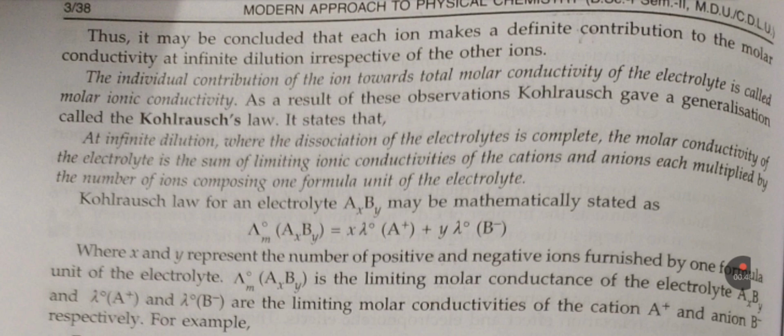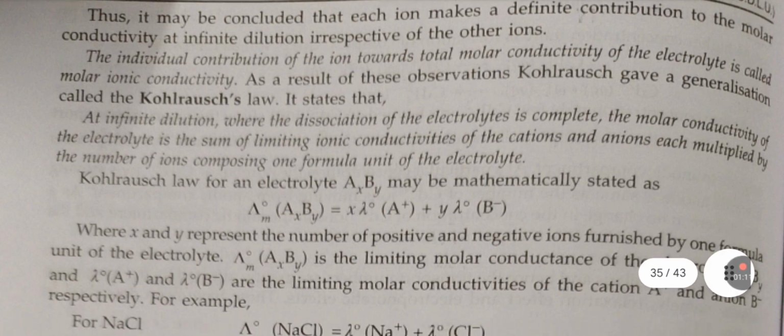Kohlrausch's law for an electrolyte AxBy may be mathematically stated as Λ0m(AxBy) = xλ0(A+) + yλ0(B-), where x and y represent the number of positive and negative ions furnished by one formula unit of the electrolyte. Λ0m(AxBy) is the limiting molar conductance of the electrolyte AxBy, and λ0(A+) and λ0(B-) are the limiting molar conductivities of cation A+ and anion B- respectively.